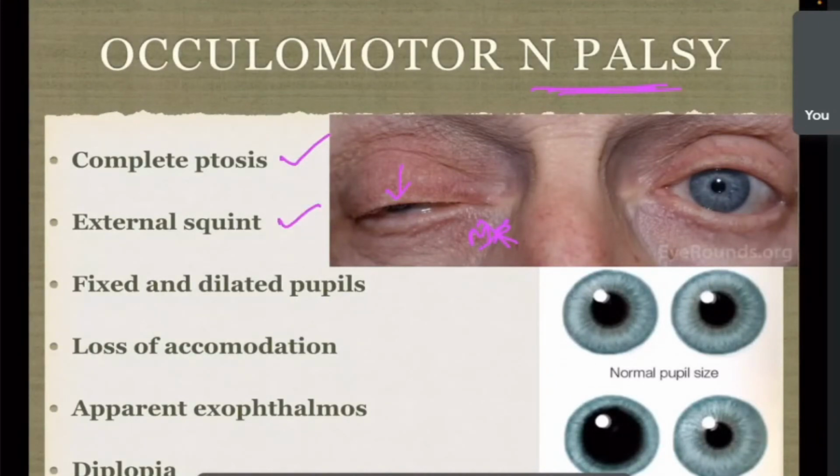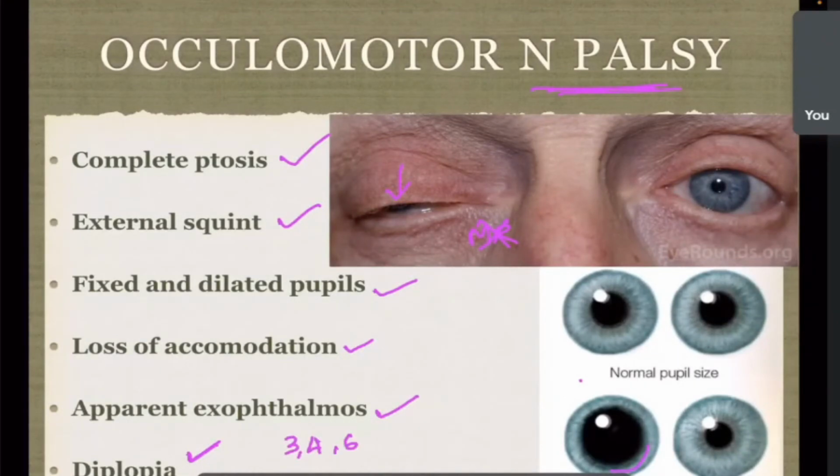Now look at the pupils. If you open this eyelid and look at the pupil, what are you going to see? If this nerve is paralyzed, the pupil has been dilated. So there is a fixed and dilated pupil on that side. And there is loss of accommodation. Then there is an apparent exophthalmos, as the eyeball looks like it has protruded out. And there is diplopia. Diplopia will be there in every condition. In all the nerve palsies, 3, 4, 6, there will be diplopia in all the conditions.